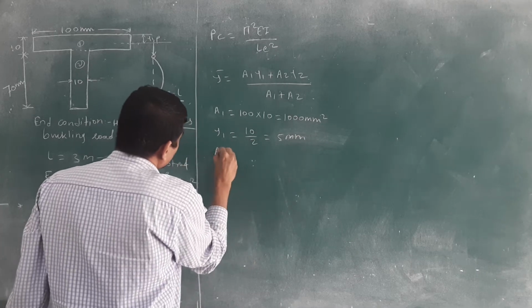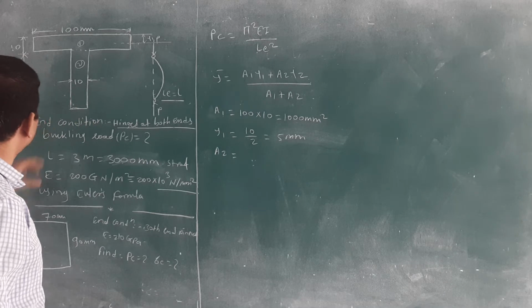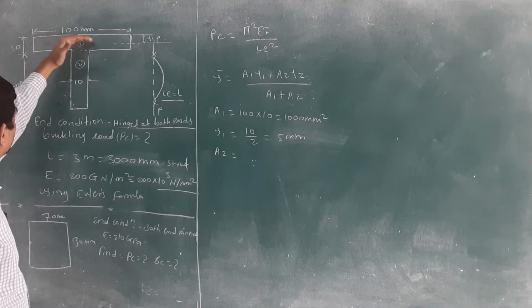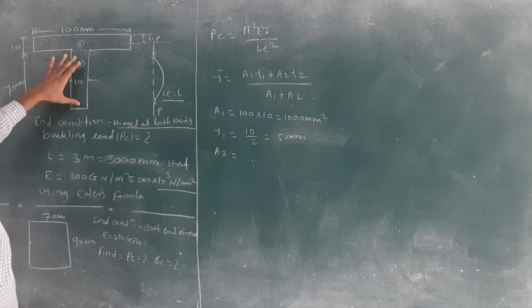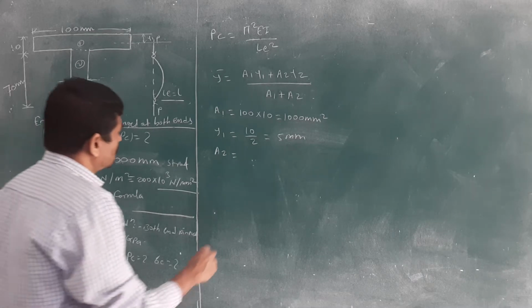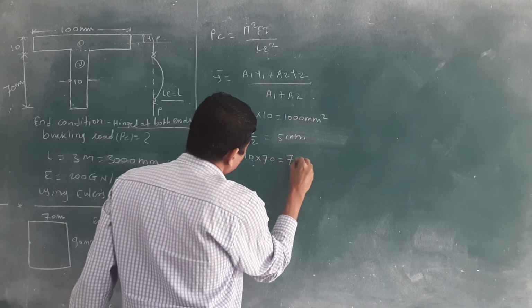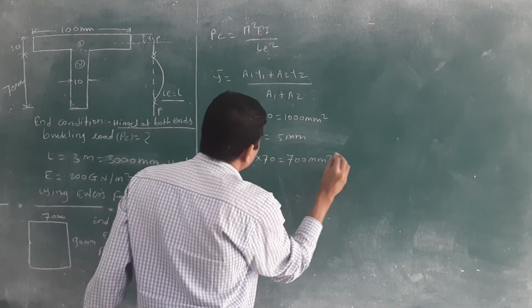Then what is the A2? Area 2. Think about only the second component, don't think about the first component. Okay. What is the B into D? 10 into 70. You will get 700 mm square.